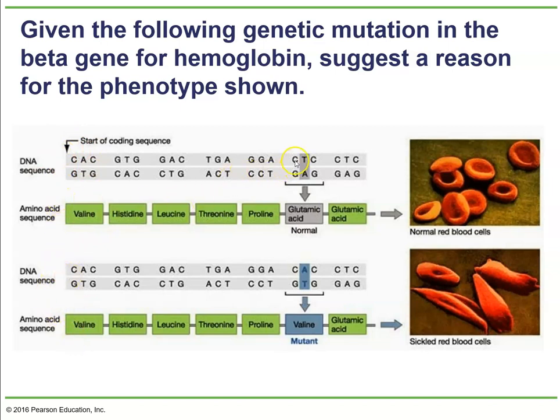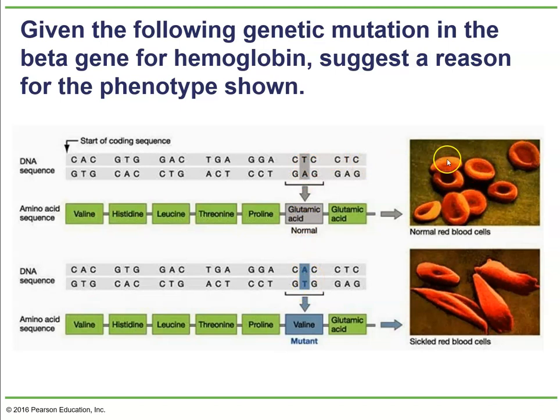We go from a CTC to a CAC. The CTC encodes for a glutamic acid, and a CAC encodes for a valine. So this is the normal structure, and this is the mutant structure. The only thing that's different between these cells is this one point mutation.